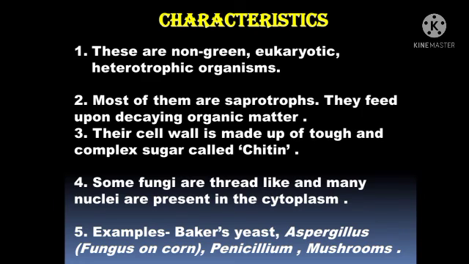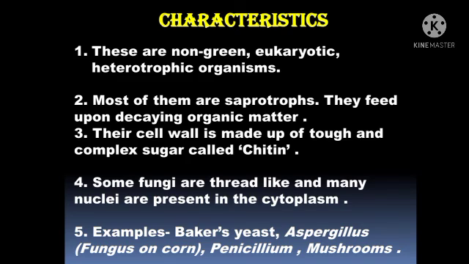Now let's learn the characteristics of kingdom fungi. First one, these are non-green eukaryotic heterotrophic organisms. Second, most of them are saprotrophs. And what does saprotroph mean, students? They feed on dead organisms, are known as saprotrophs, and the mode of nutrition is known as saprotrophic. So most of them are saprotrophs, that is, they feed upon decaying organic matter.